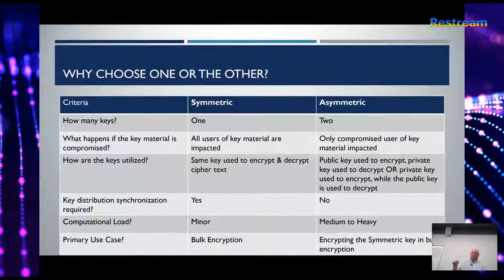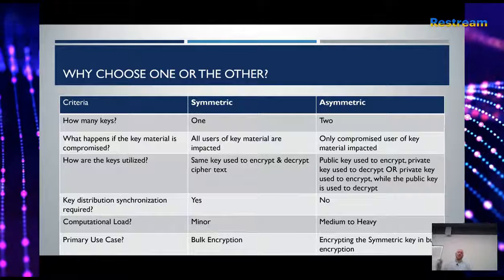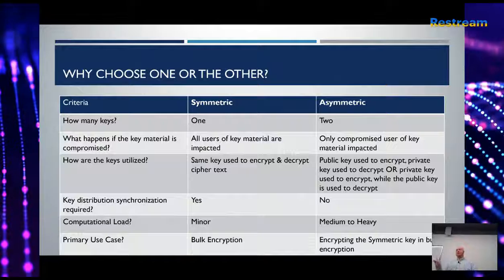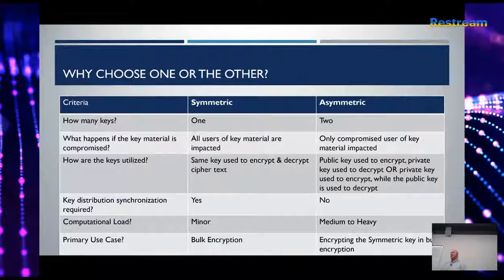In symmetric, the same key is used to encrypt and decrypt, like we talked about previously. In asymmetric, however, the public key is used to encrypt and the private key is used to decrypt, or it's important to remember that there's two different use cases, the private key is used to encrypt while the public key is used to decrypt, okay?